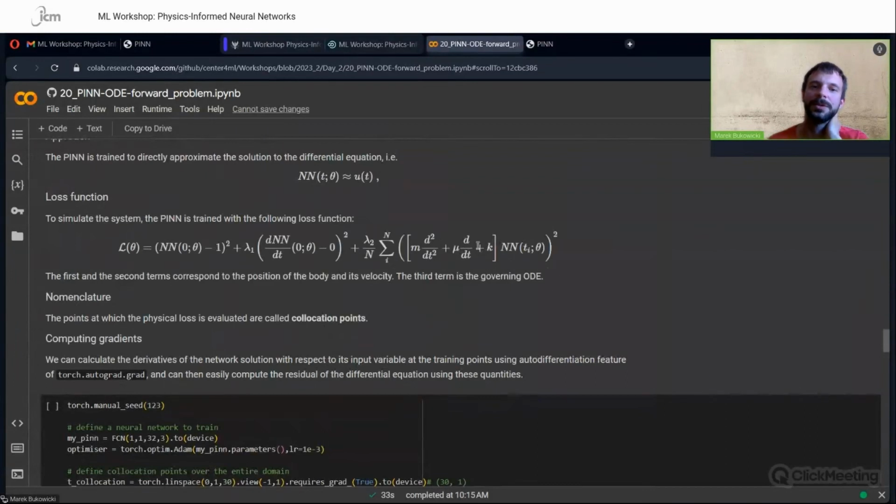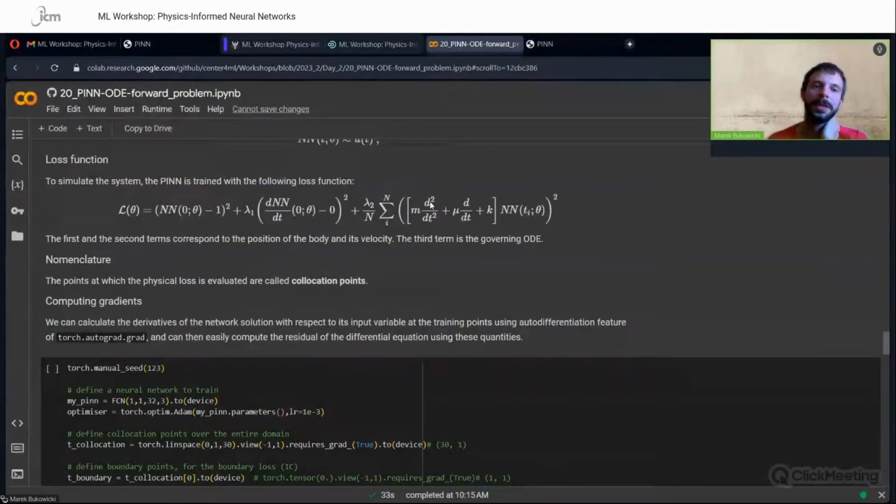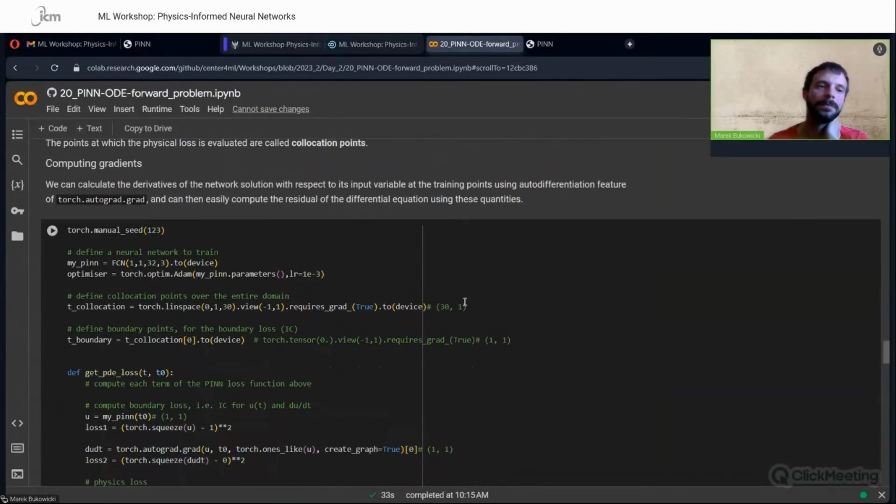And this is here. So this should be equal to 0. So because it should be equal to 0, then the square of this is our penalty. This points where we estimate the physics loss is called collocation points. You may observe the network is the same and the optimizer is the same.